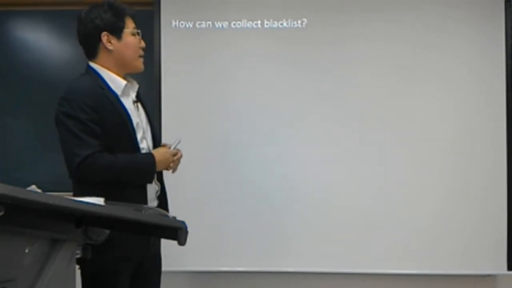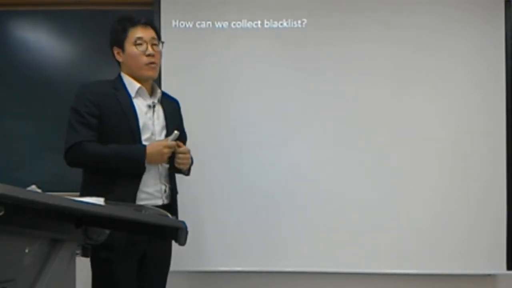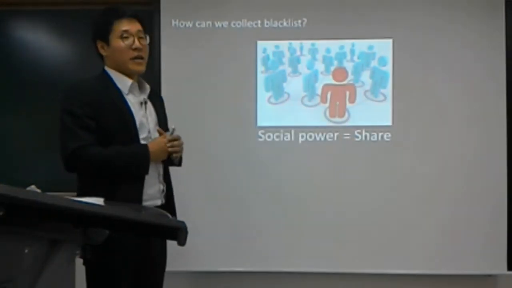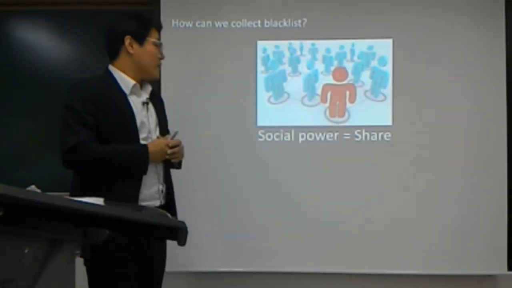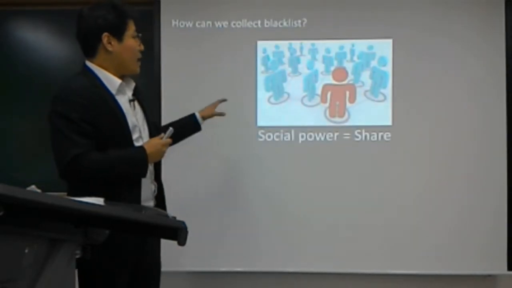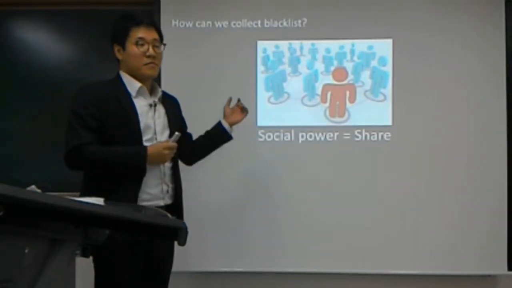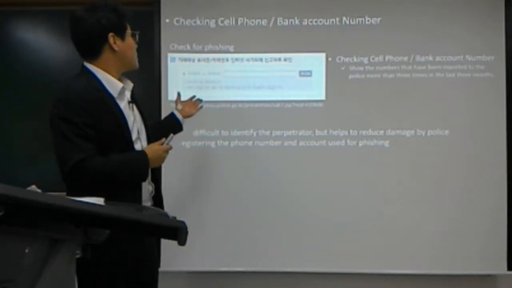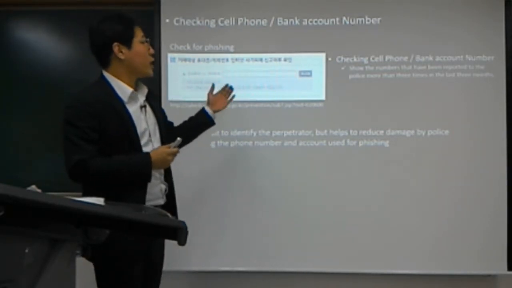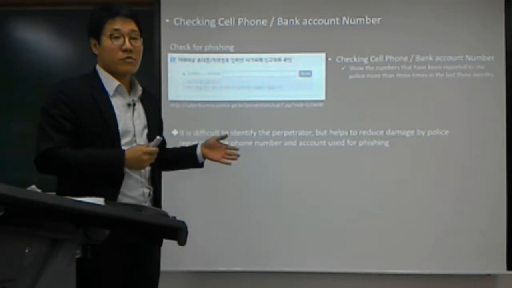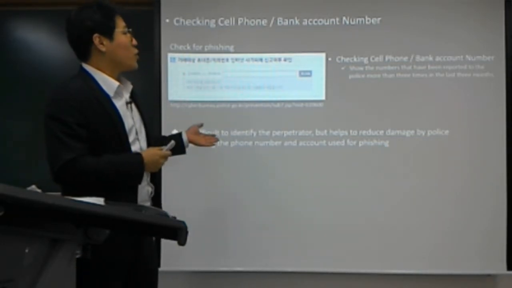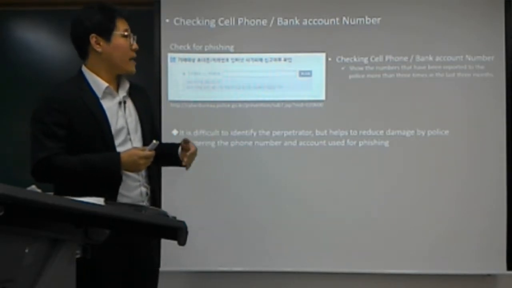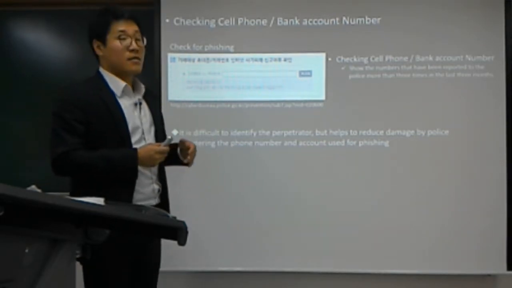But I think we need more powerful things. So I think social power is more powerful. This idea is from the Korean police webpage. The Korean police have a service for checking phone numbers or bank account numbers. It shows the numbers that have been reported to the police more than 3 times in the last 3 months.